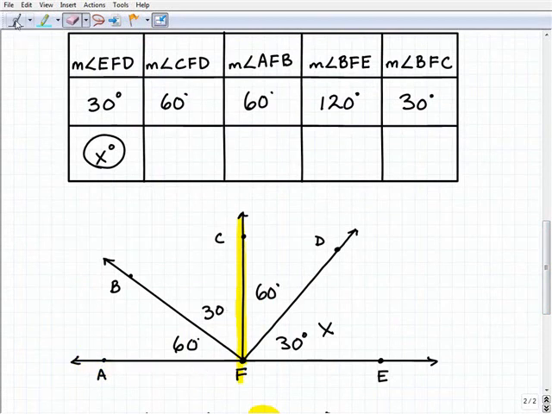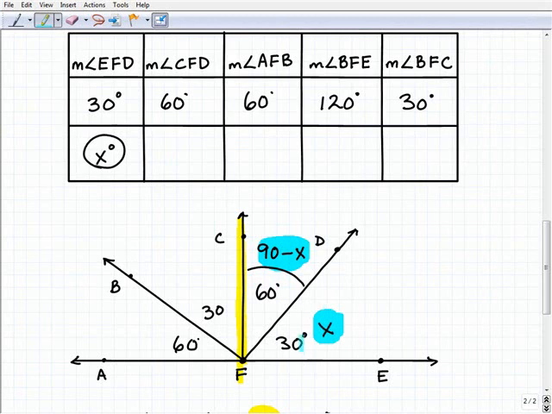Well, we knew that it was a complementary angle to 30 degrees. So we simply took 90 degrees and took away 30 degrees. And that's how we can get this angle right here. This is going to be 90 minus x, okay? So that's what this angle is. If this is x, this is 90 minus x because these are complementary angles.